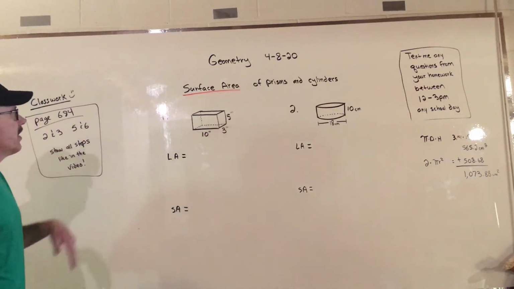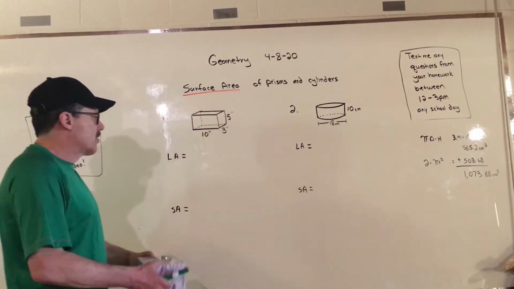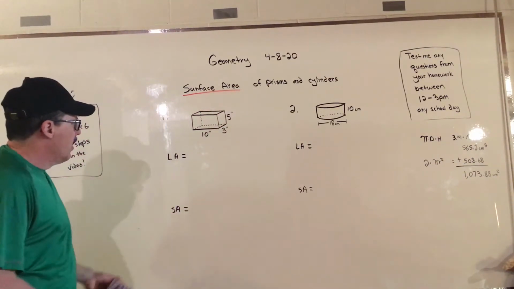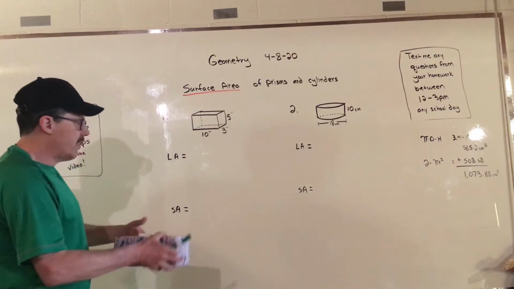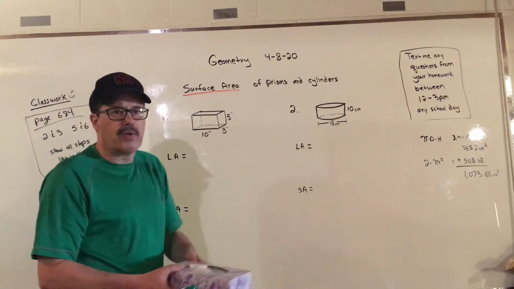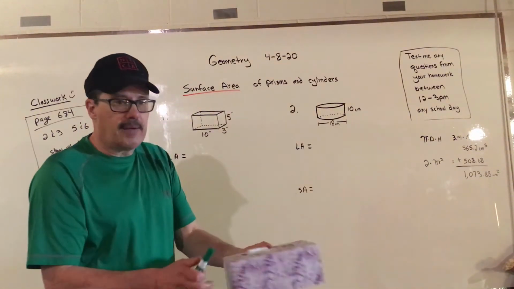Okay, so what we're looking at today is surface area of prisms and cylinders. This is a prism, so that'd be kind of like this Kleenex box here. Now the book talks about lateral area and surface area. Lateral area means the sides of the box, kind of like when you throw a lateral in football, it goes sideways. So we're just looking at the sides, not the top or the bottom.